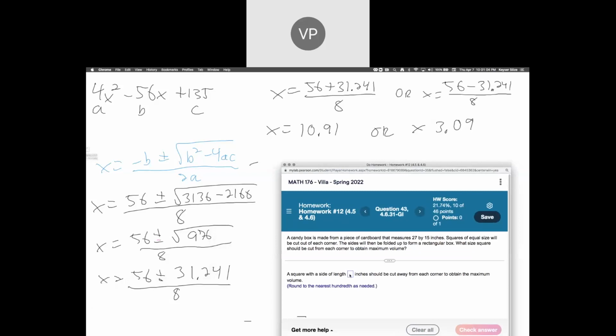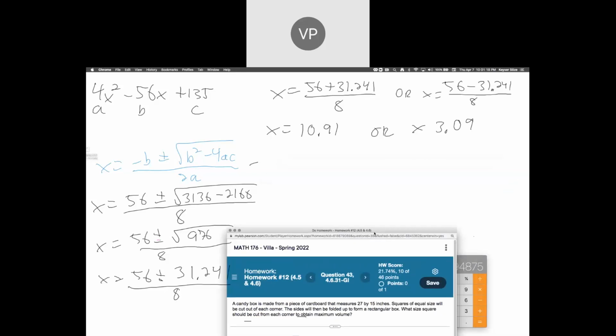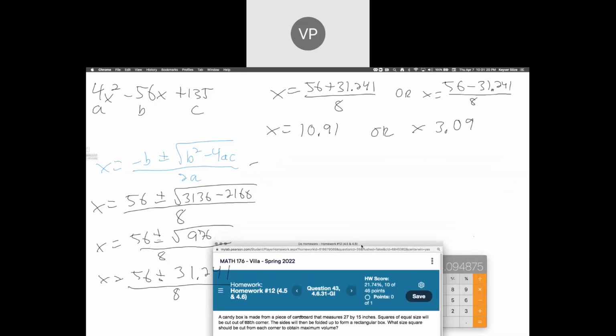And let's see what we get here on this one. Now notice we have two answers, and I wish I'd left up the picture here. Keep this in mind. I'm going to draw that picture again real quick. Remember, it was a 15 by 27.